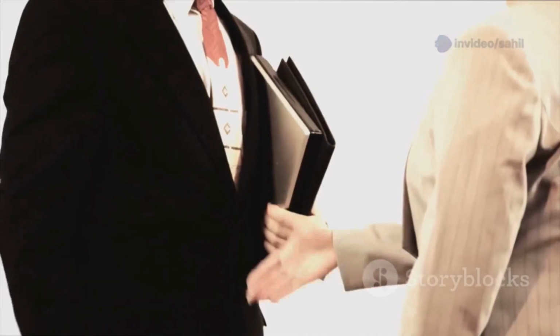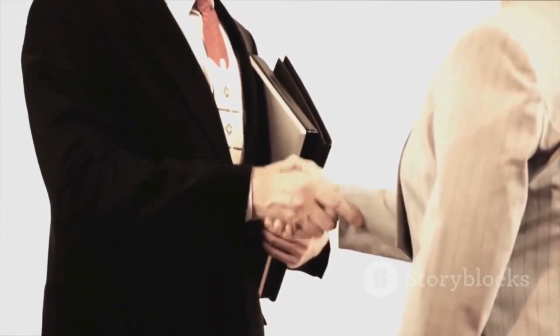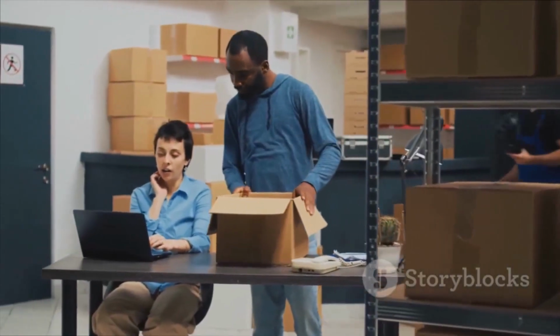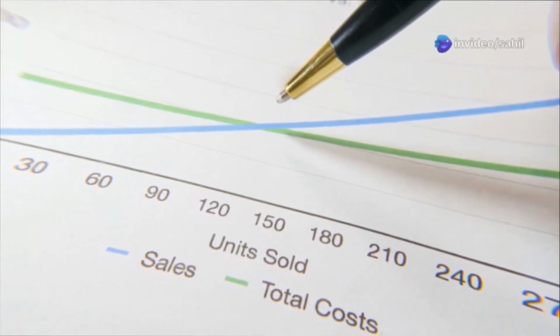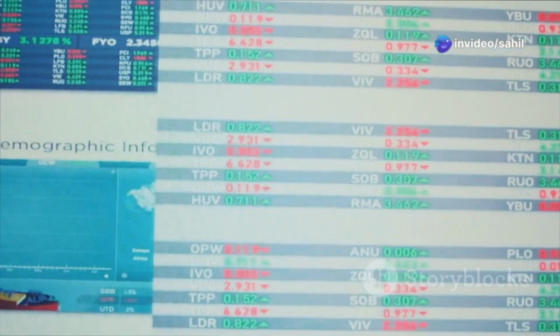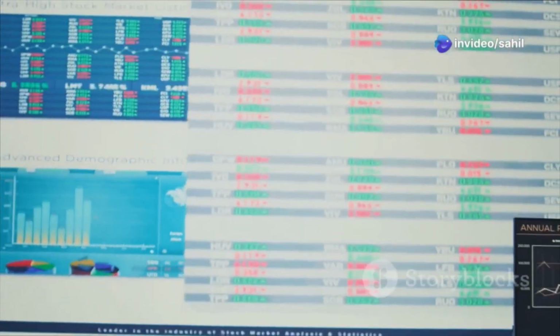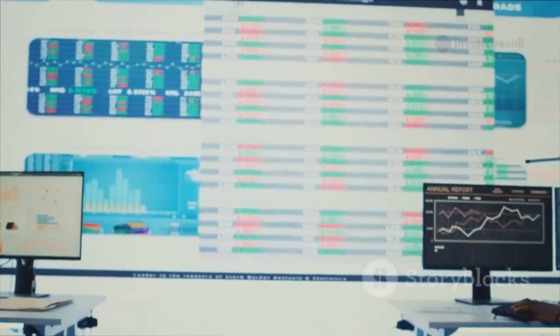This means if a service is provided, the revenue is earned then. If a product is sold and delivered, the revenue is earned then. It aims to match revenues with the expenses incurred to generate them. This provides a more accurate picture of profitability. Let us look at how the accrual method works.